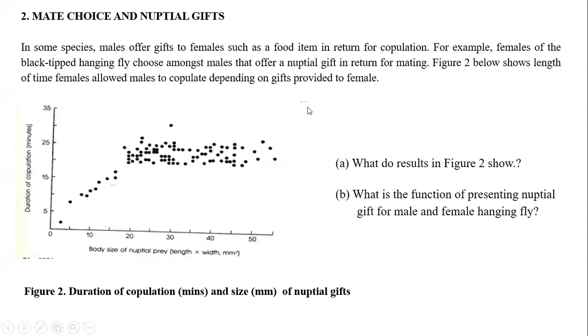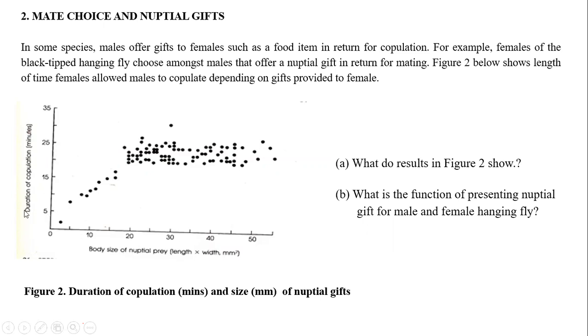And the females receive these males who are bringing their gifts. But once the male brings this gift, the female allows the male to copulate depending on the gifts that they provide. So there is something to do here with the females receiving the gifts from the male and with copulation that is going to take place. So after that, we have an idea. We go to our figure or the chart itself. We look at the x-axis. It says body size of nuptial prey. So we know this nuptial prey is referring to the food item that has been brought by the male to the female. So this is about body size of the prey.